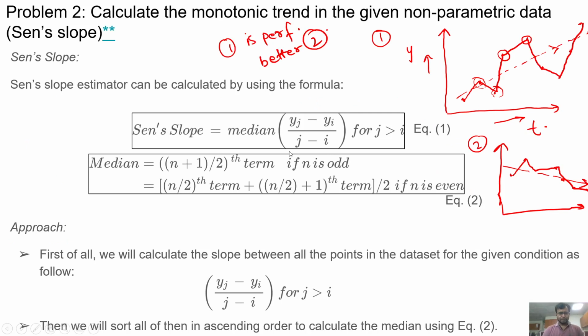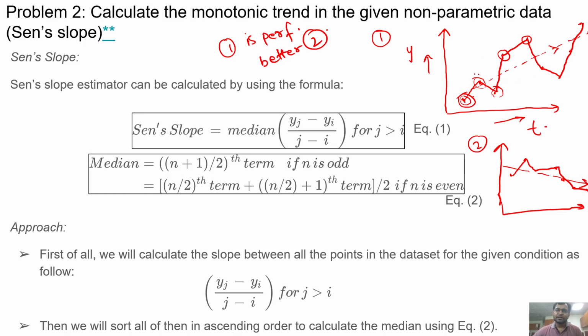So basically, the definition of Sen's slope follows that we would calculate the slope between each two points. Let us say we start with this point and calculate the slope between these two points, then these two points, then these two points, and so on. I will calculate the slope between point 1 and all other points.